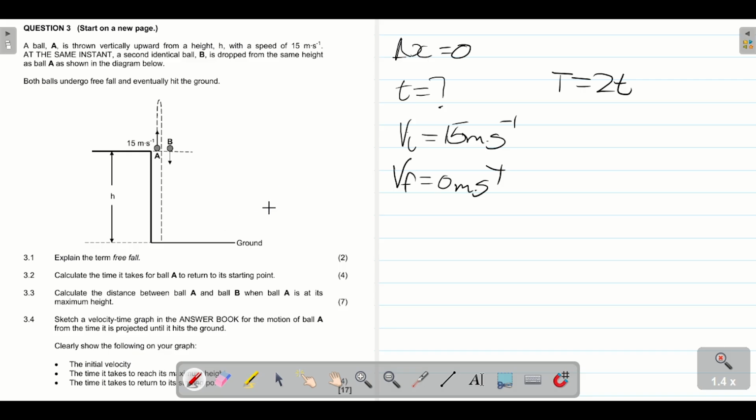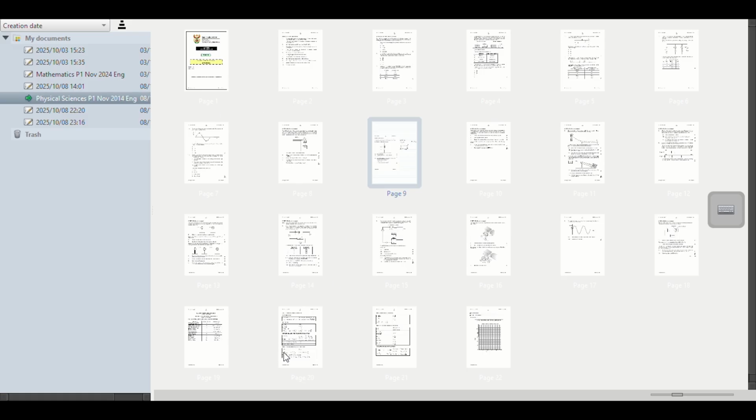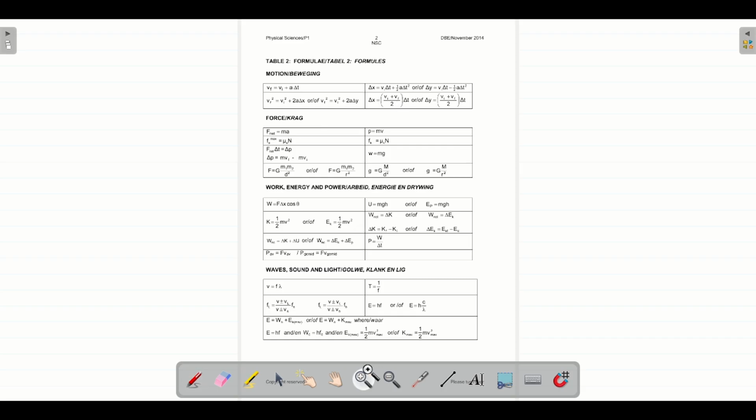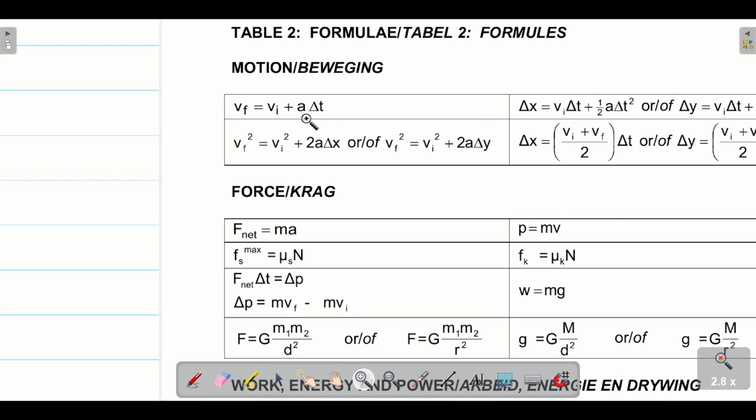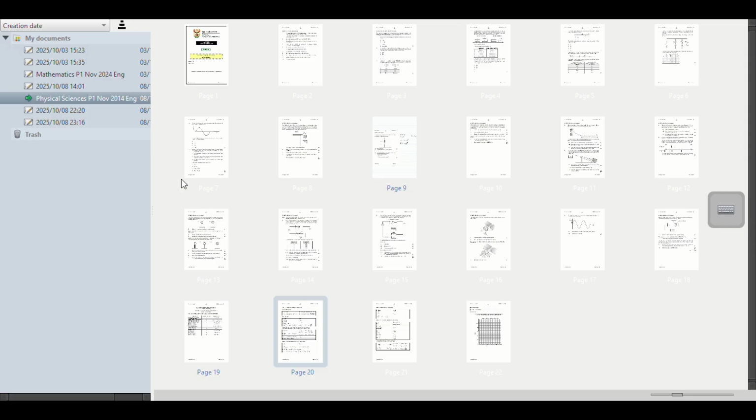So what formula can we use to get that answer? In our formula sheet, under equations of motion, you need to look for one that involves time and has initial and final velocity. We know acceleration, so we can use this one. Let's jump into that one and see if we can calculate the time.